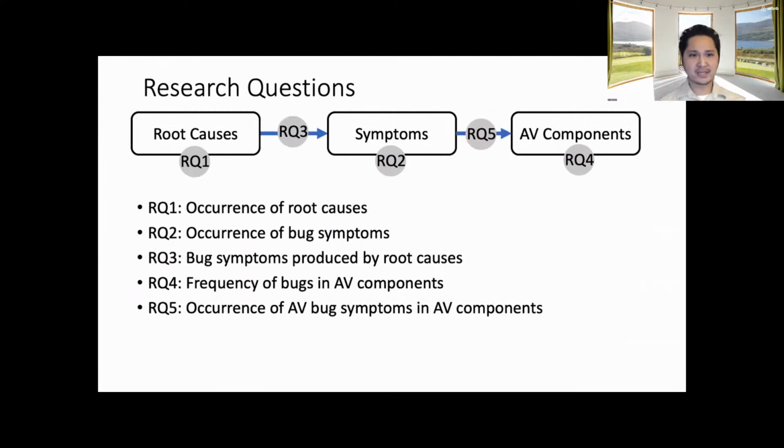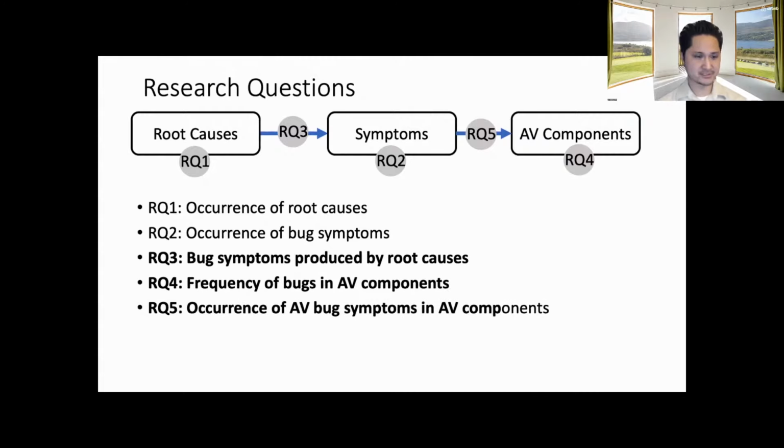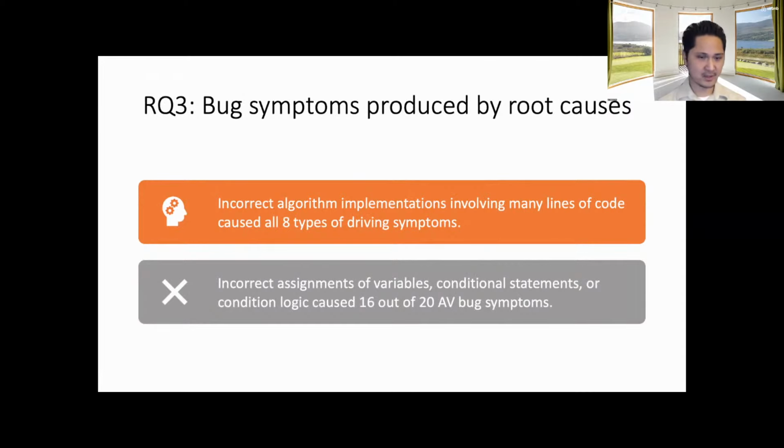Based on that three-way classification, we studied 5 research questions. I'm going to focus a little bit on 3 of those research questions, starting with bug symptoms produced by root causes, and in particular focus on 2 research findings for this research question. In particular, incorrect algorithmic implementations that are specific to this domain.